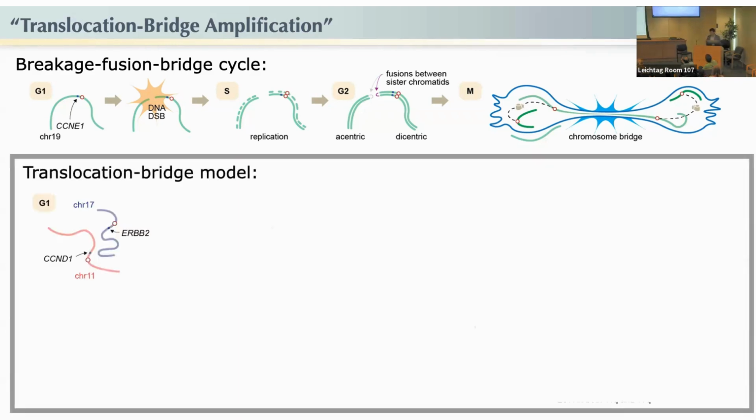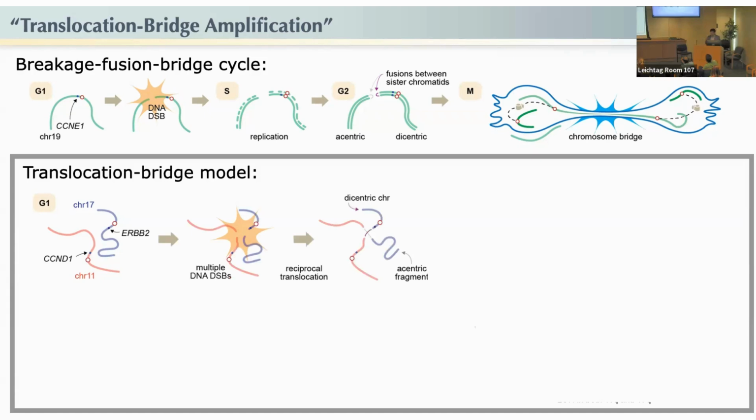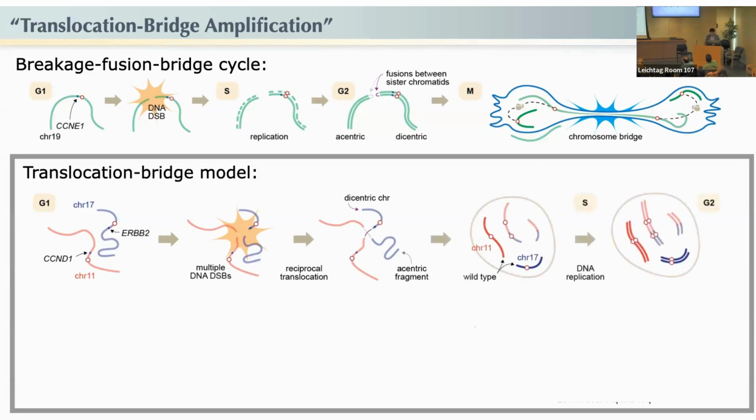In our model, which we call translocation bridge model, because the initial steps involve translocations, there are actually 2 chromosomes. There are multiple double-strand breaks. Okay? And then they get fused. They don't always have to fuse this way, but sometimes they'll get fused in such a way that there's a dicentric chromosome. Okay? And then there's replication.